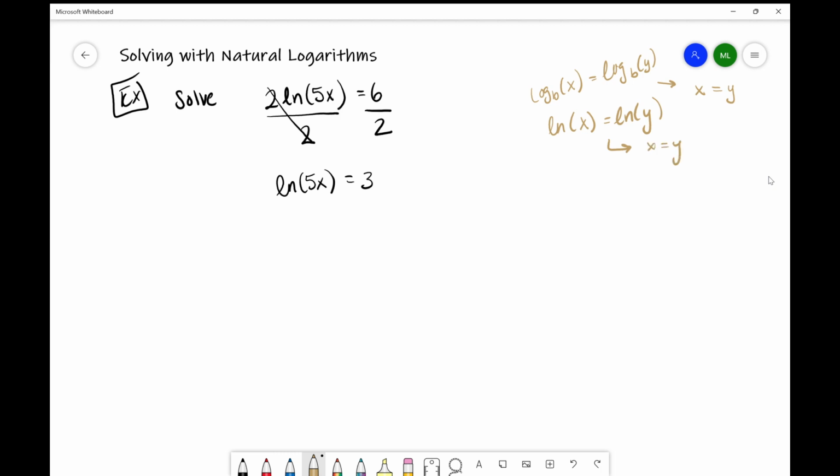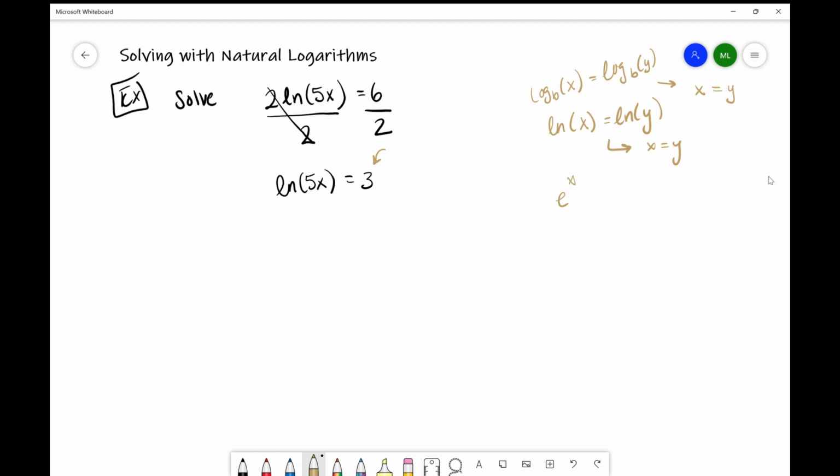I'm going to work backwards in this instance. Now I have the natural logs. However, I don't have a natural log on my other side with the 3. So let's take a step back. I know that I can change the natural log of 5x into an exponent form. So instead of working with logs, what if we worked with the exponent form, which is base e?